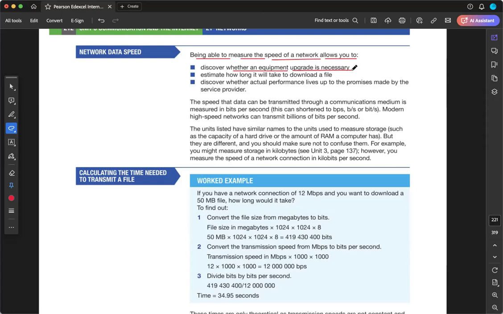So assume that 50 MB internet speed is amazingly fast, and I'm using fiber optic in my home. So I feel this need. For that, I definitely have to upgrade something in my home, like the wire, like the router maybe, or anything. So we have to measure the speed of our network or internet. We need to estimate the upgrade. We need to estimate how long it will take to download a file. I need to estimate whether actual performance lives up to the promises made by the service provider. So these are some things which I need.